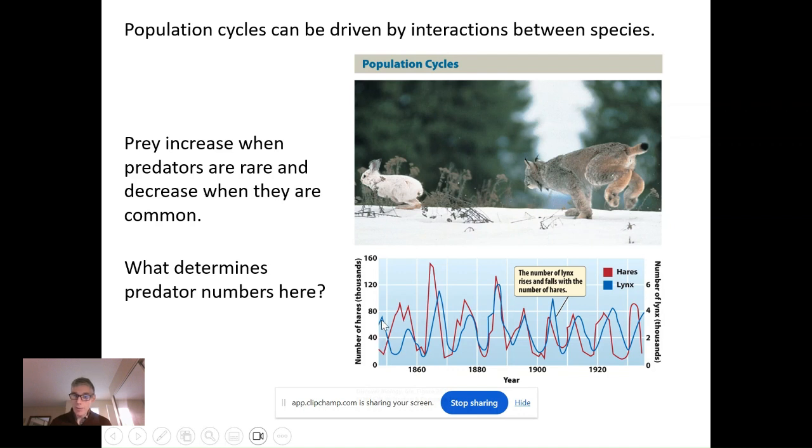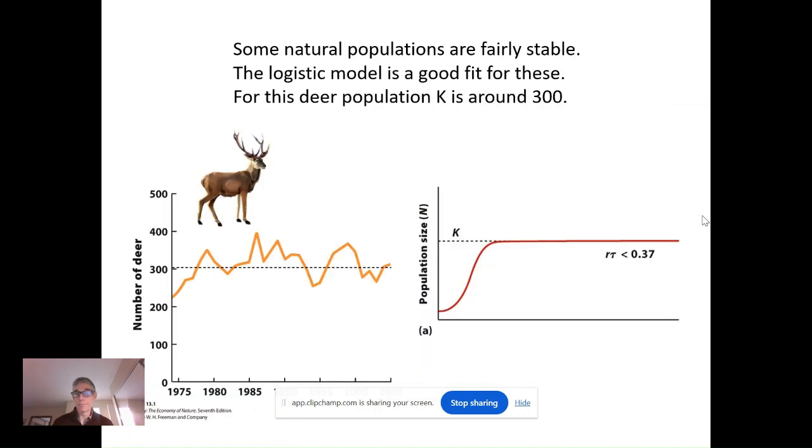Rabbits go up. Shortly after, predators go up. Rabbits crash. Shortly after, predators crash. So there's this kind of dynamic that we're seeing. That's best illustrated from 1860 onward, right? Prey up, predators up, prey down, predators down. So predator numbers follow prey. That's pretty important. And interestingly, predators can control prey.